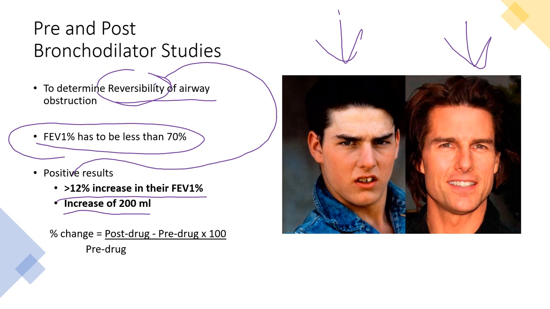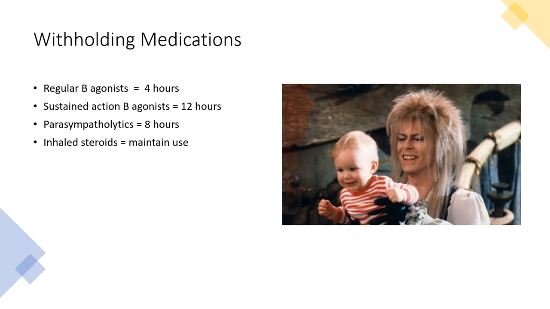So if we're going to do a pre and post PFT, or if we're just going to come in for a complete PFT, we need to make sure that they haven't had any beta agonists for at least 4 hours. So when's the last time they took their albuterol? 4 hours ago? Okay. If it's been more than 4 hours, we're good to go. If it's been 2 hours, then we're going to have to wait another 2 hours.